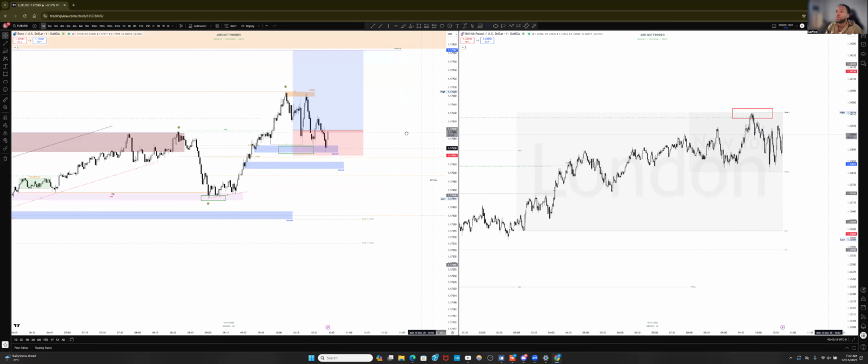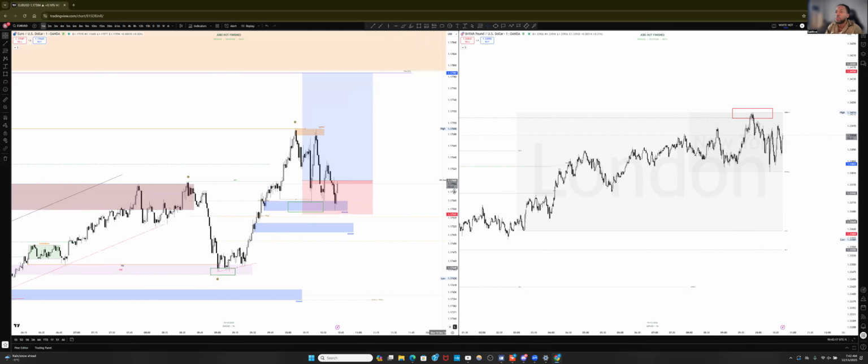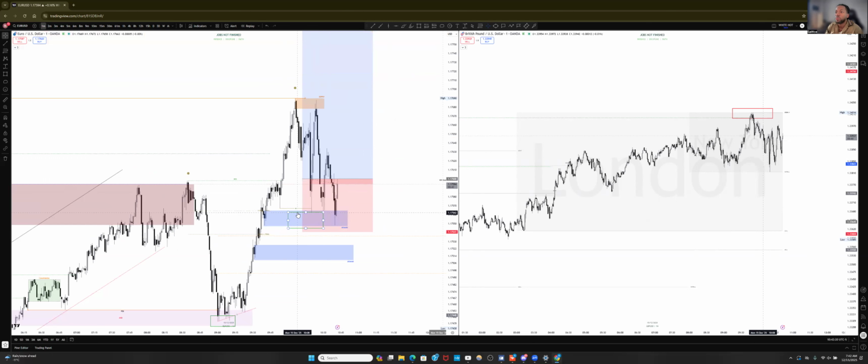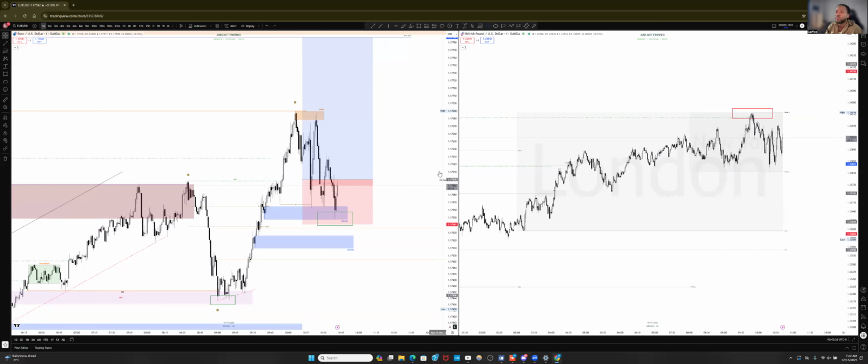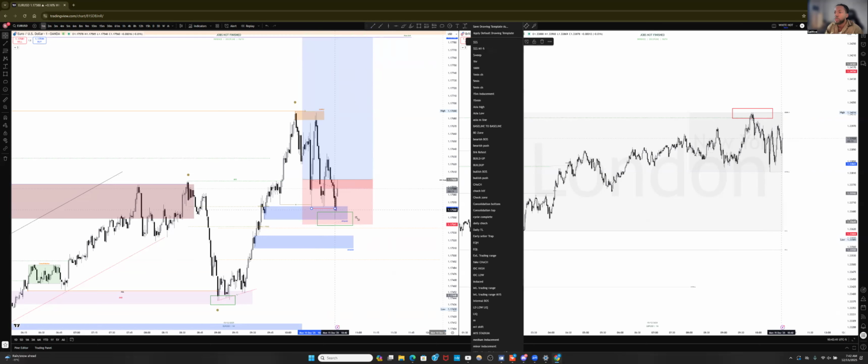Let's see, because what just happened here was an inducement once again, but we don't know if this inducement is strong enough to push the market back up. Price basically came back and induced these lows here, which I don't think is enough because there was a body to the downside of it.